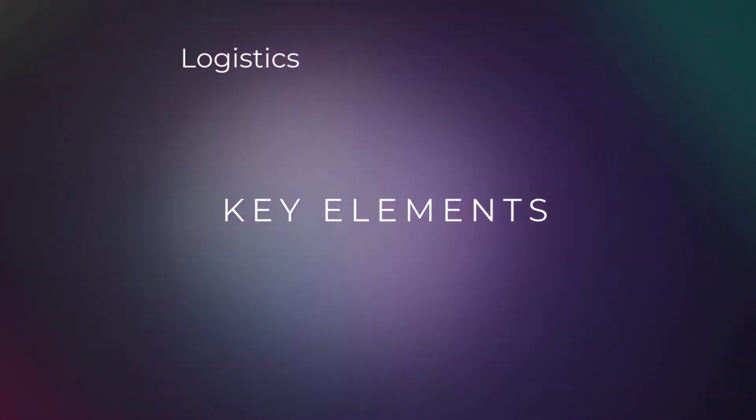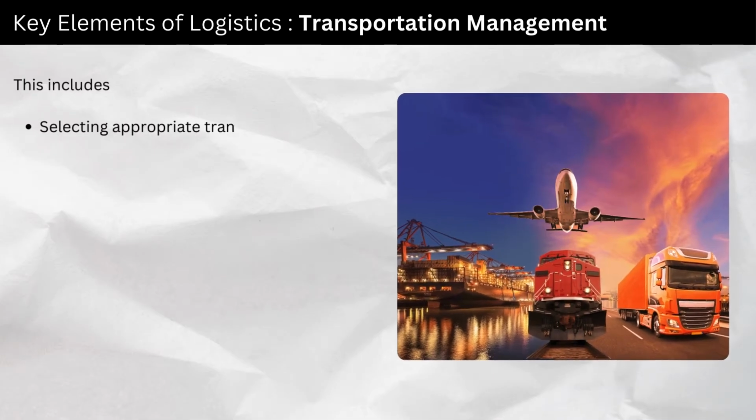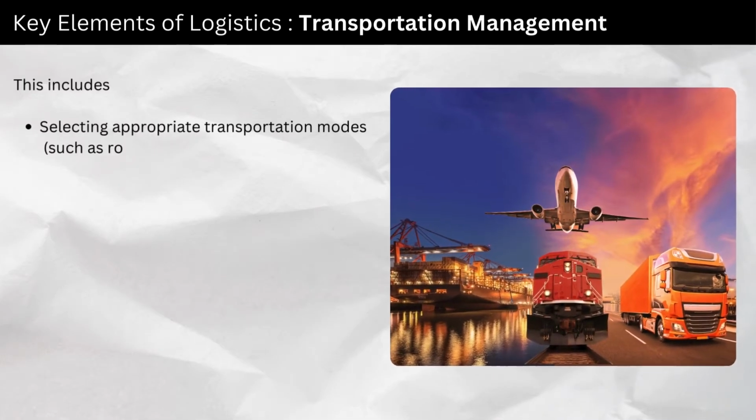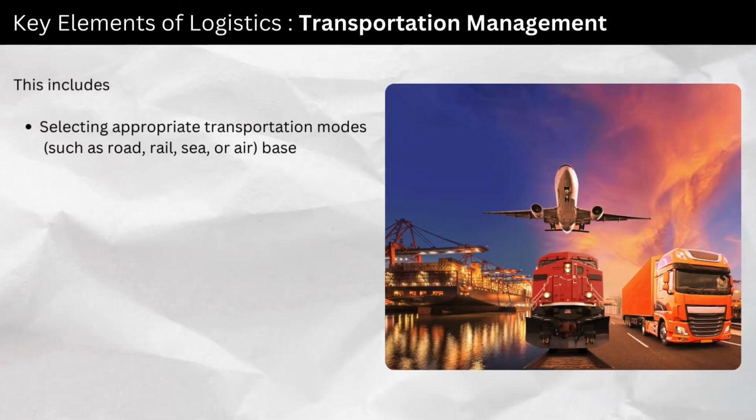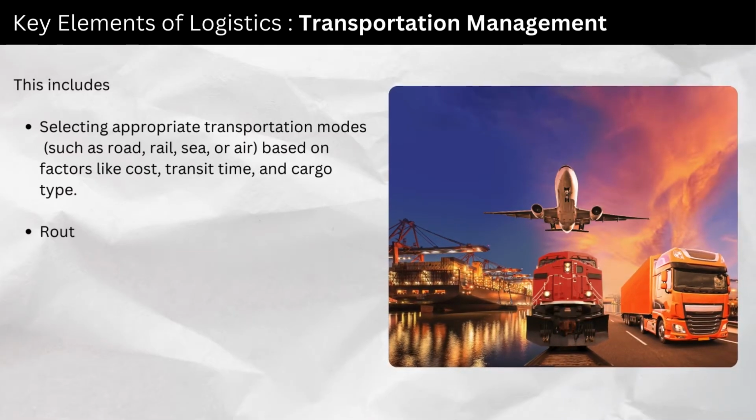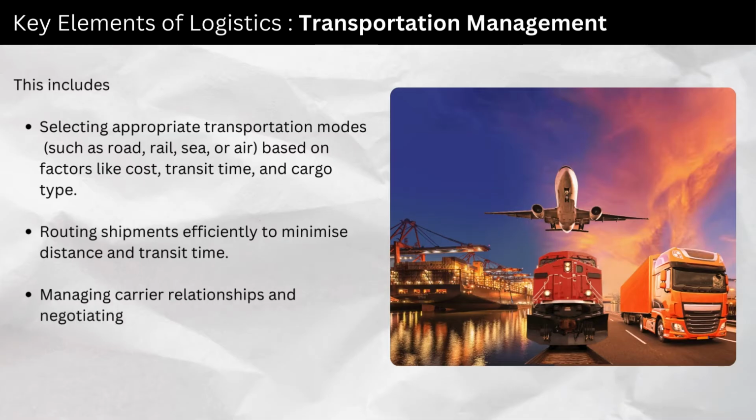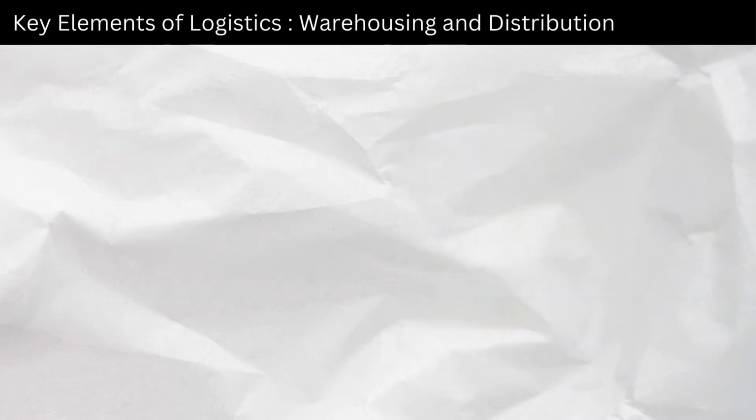Key elements of logistics. Transportation management. This includes selecting appropriate transportation modes, such as road, rail, sea, or air, based on factors like cost, transit time, and cargo type. Routing shipments efficiently to minimize distance and transit time. Managing carrier relationships and negotiating freight rates.